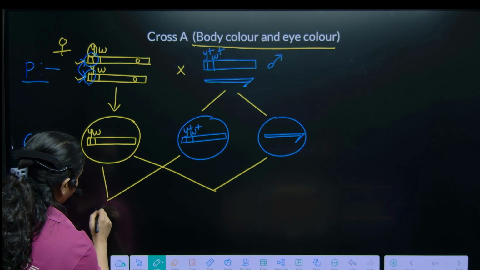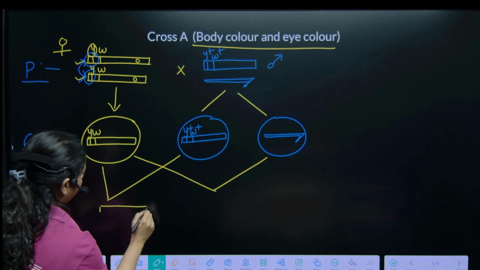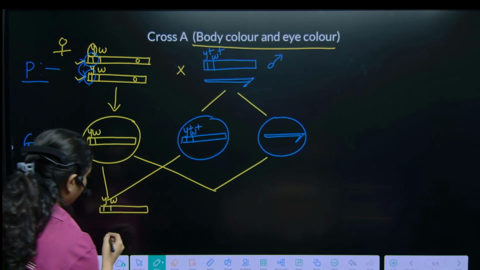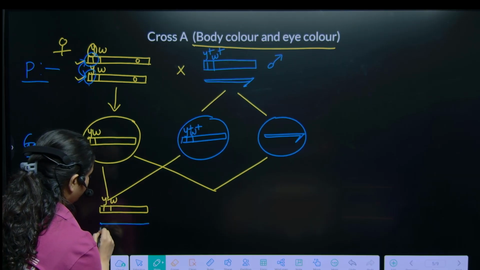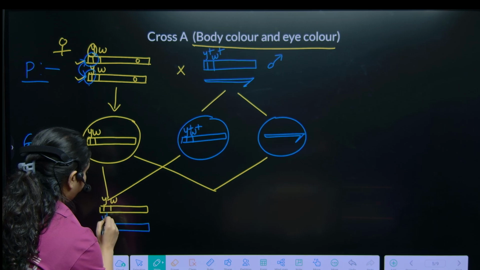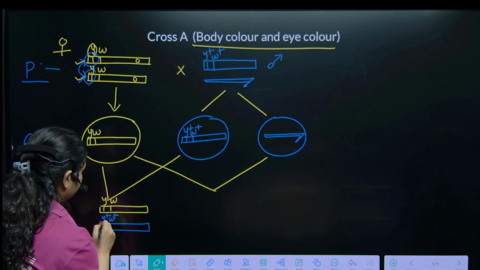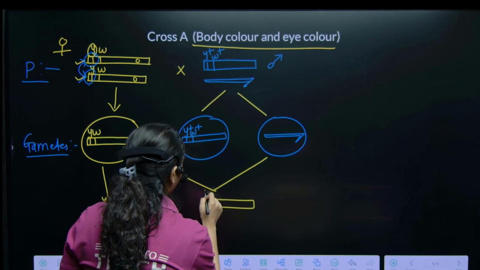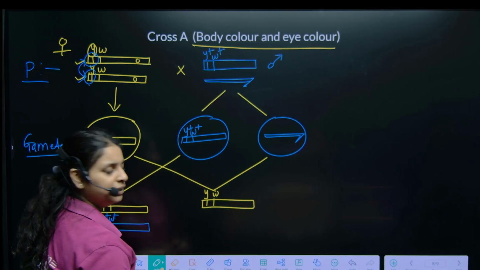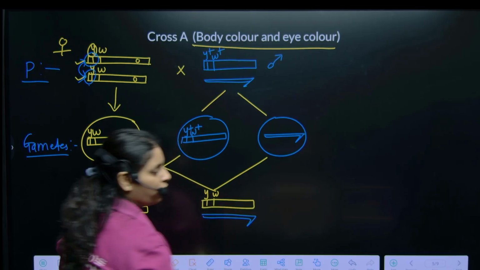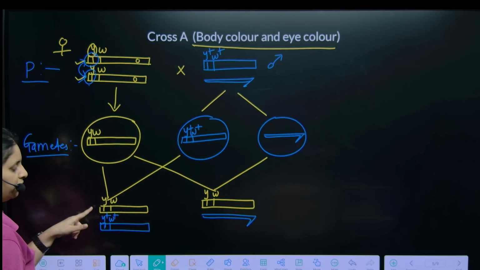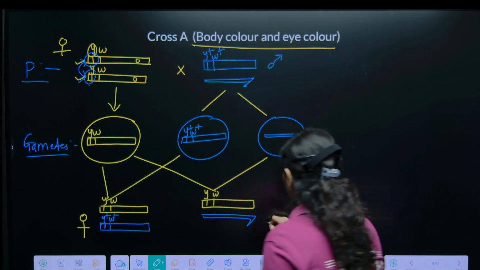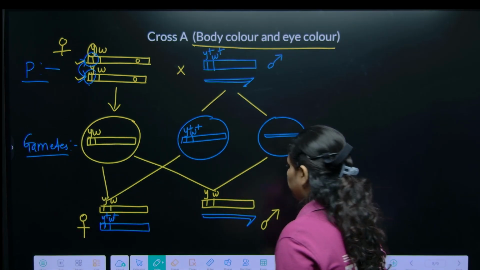So let's write the offspring. First we have Y, W and this male gamete. So we have Y plus W plus, right? And what about the second one? We have the X chromosome from female, Y, W, and the other one is Y chromosome, right? Here we have XX, so obviously this is female offspring, and here on the right hand side we have the male offspring, male Drosophila.